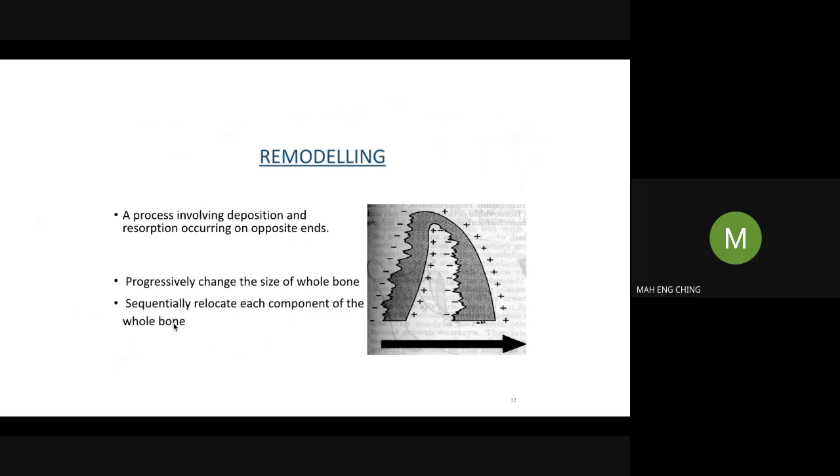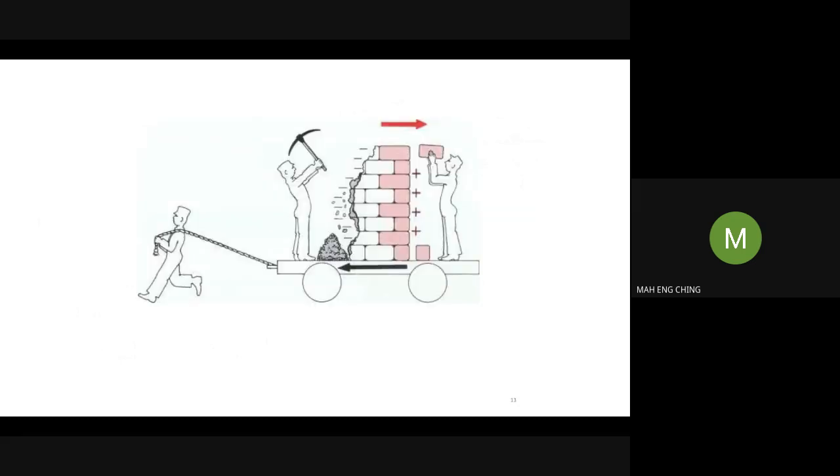When they grow, then they will affect each other. So this one is just a typical example. It shows how the maxilla grows. Let's say the maxilla wants to grow forward. There must be some deposition and resorption occurring. Then the bone will reshape and move in the forward direction.